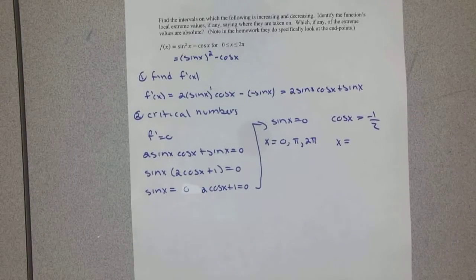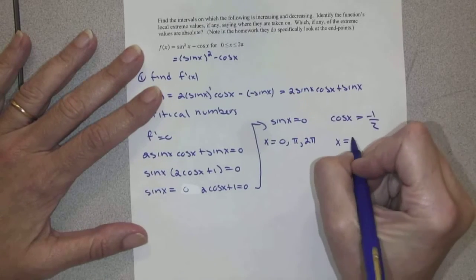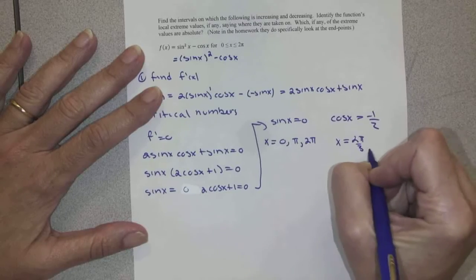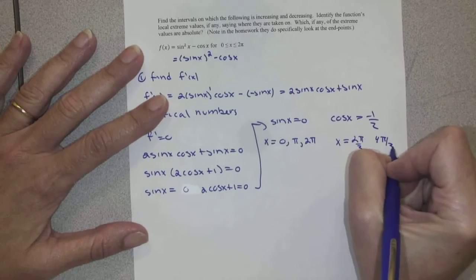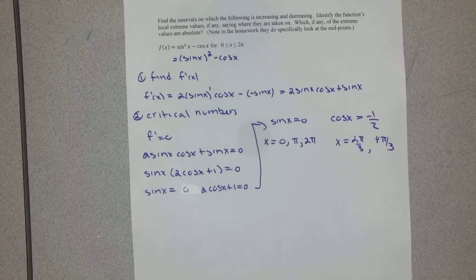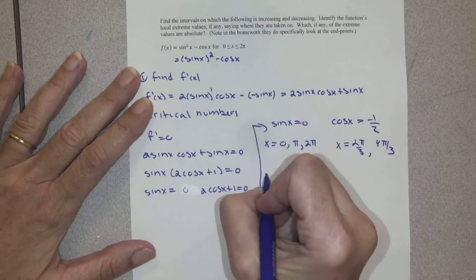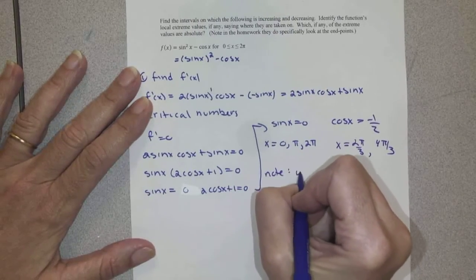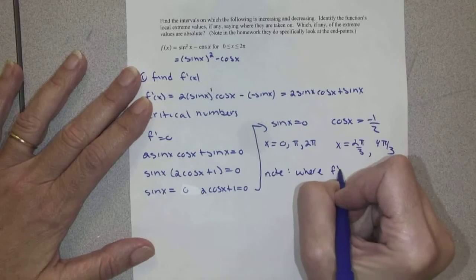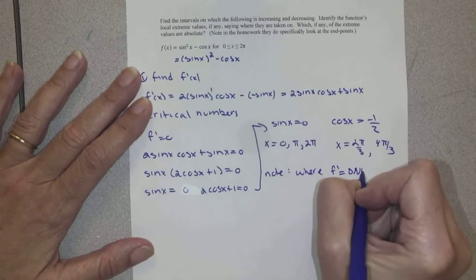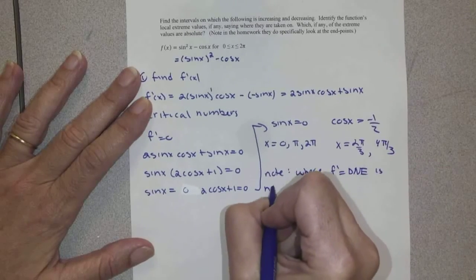Same thing here. What angles on 0 to 2 pi does cosine equal negative 1/2? And that happens at 2 pi over 3 and 4 pi over 3. And I'm just going to write here, note where f prime does not exist is not applicable.